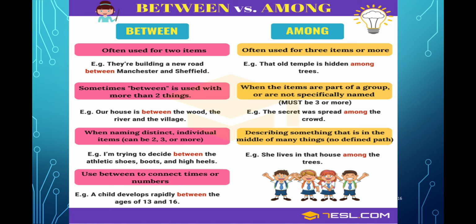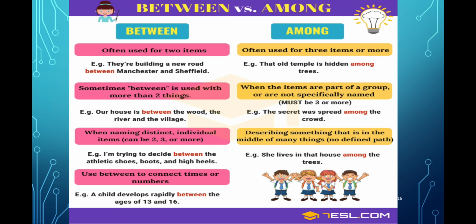Between is also used when naming distinct individual items. It can be two, three, or more. For example, I'm trying to decide between the athletic shoes, boots, and high heels. We use between to connect times or numbers. For example, a child develops rapidly between the ages of 13 and 16.